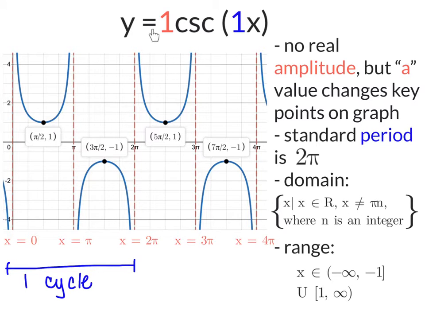Now, if you change that 1, that red 1 in that quote-unquote amplitude spot, the negative 1 and the positive 1 will change, especially if you change the midline as well. But this is all standard stuff.